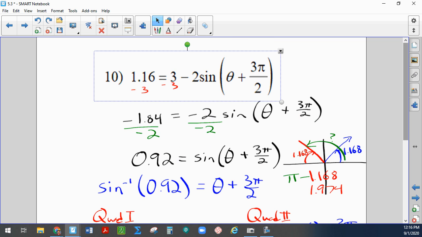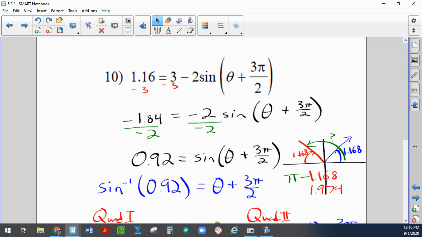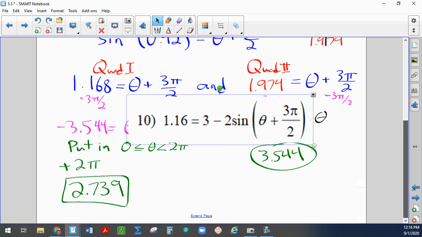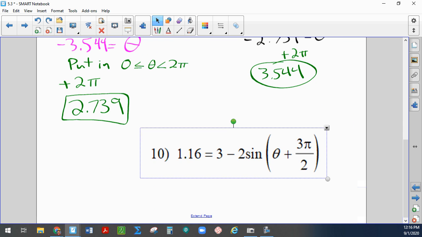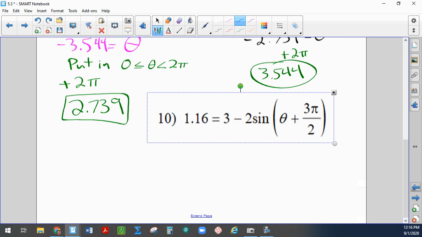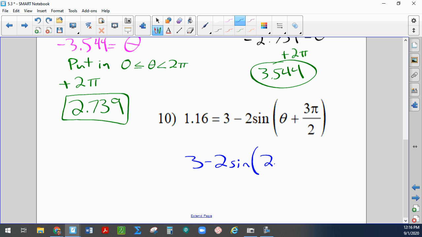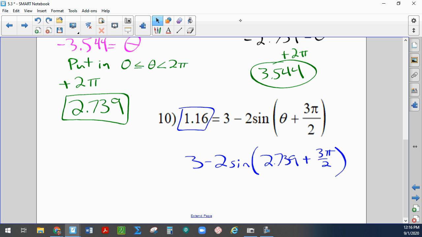And I'm going to copy the equation, put it down here, and just kind of remind you that what you're saying is if you do 3 minus 2 sine 2.739 plus 3 pi over 2, that should equal 1.16. And the same thing, you could plug in 3.544. And you want to use the exact value, not the rounded decimal.